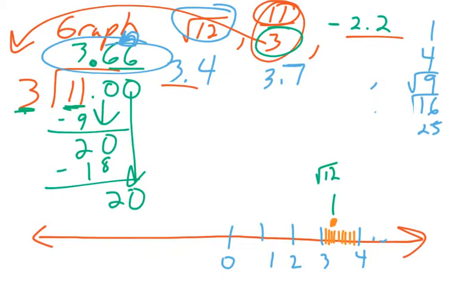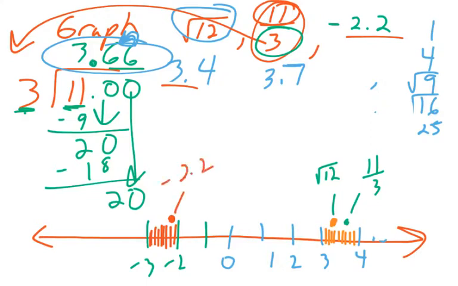And then 3.7 would be 3 units to the right of that, which was originally 11 over 3. And then finally, if you remember, we had that negative 2.2, which is between negative 2 and negative 3. So we'll make our 9 marks. The 10th mark is the next integer. And I put it on the second mark. Okay? So there's all 3 of those numbers graphed. Excellent.